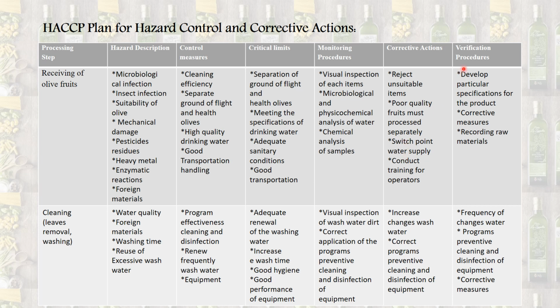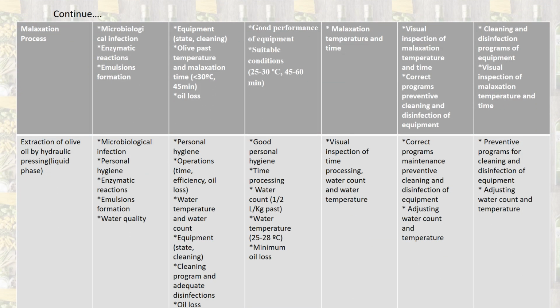Principle number 6, write the HACCP plan, as in the last table, page number 9, which included all the processing steps and all the HACCP principles. Principle number 7, establish verification procedures to ensure the HACCP plan is complete, valid, and effective, and confirm the plan is operating according to the procedures. The last table includes all the verification procedures for each step. Thank you.